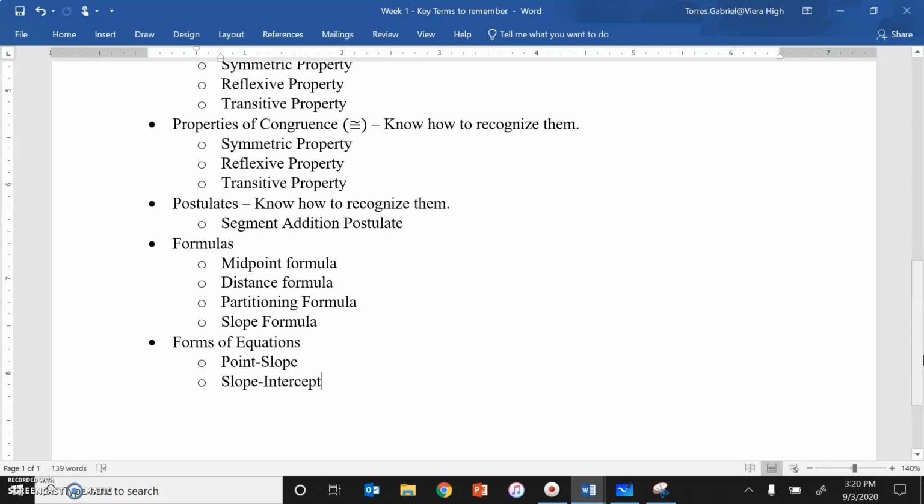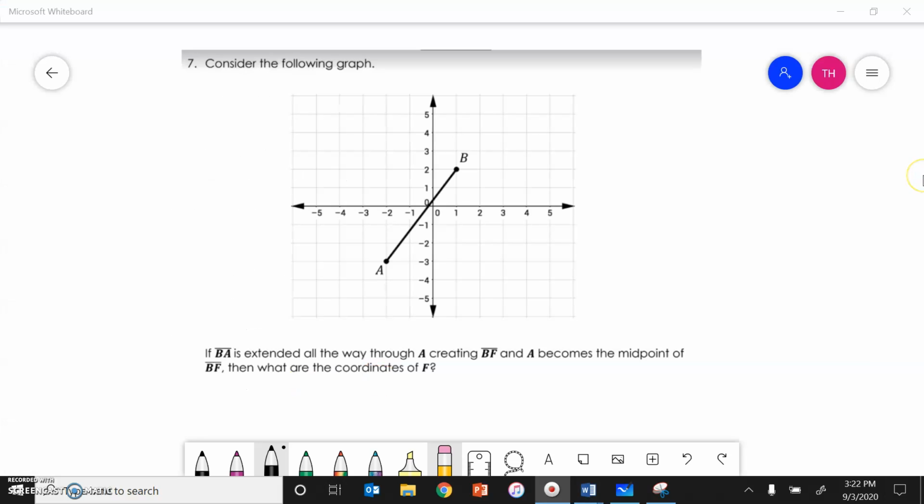And then we have all these formulas that we introduced this week. We have the midpoint formula, the distance formula, the partitioning formula, and the slope formula. That was a review from last year. The point-slope form of an equation and the slope-intercept form of an equation are also reviews from last year. And I want to go over some of the questions that some of you had problems on this week.